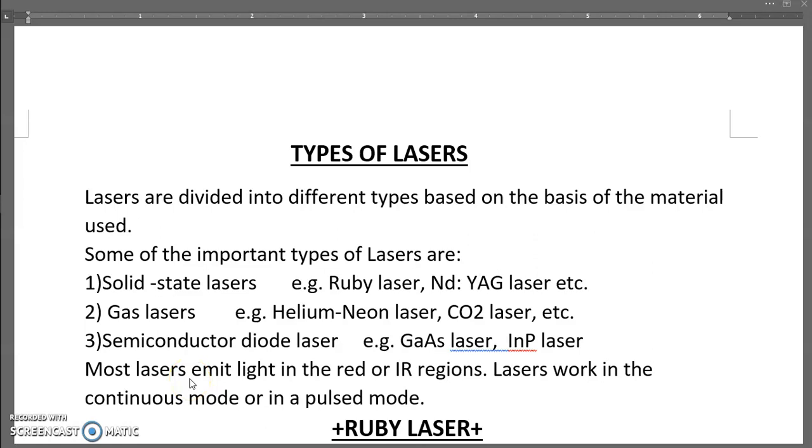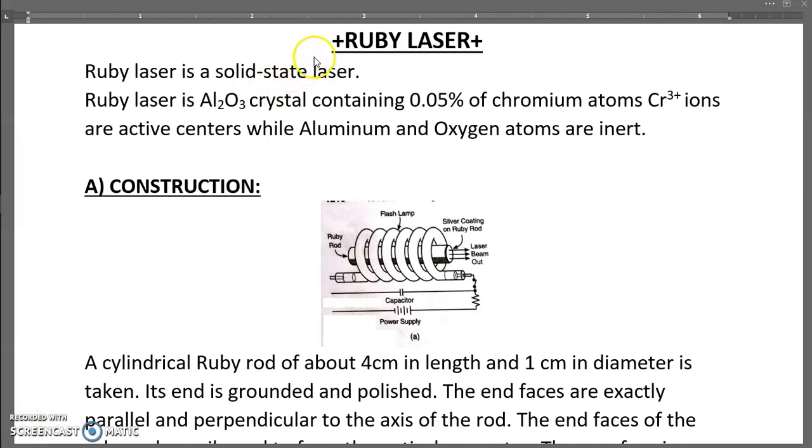Most lasers emit light in red or IR regions, infrared regions. Lasers work in two modes, that is continuous mode or in a pulse mode. Now let us see the ruby laser.